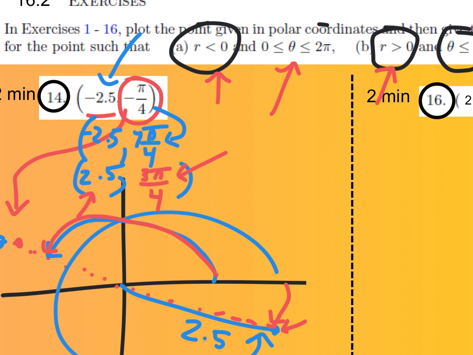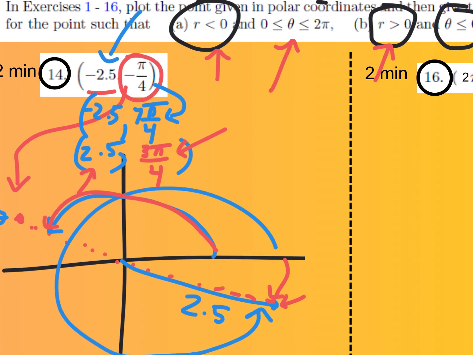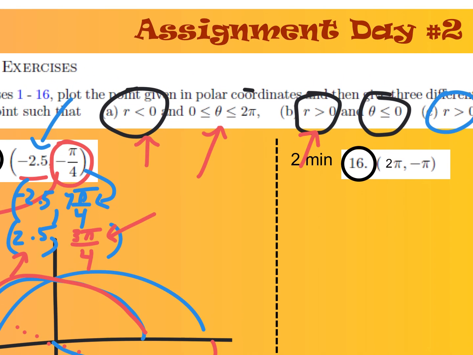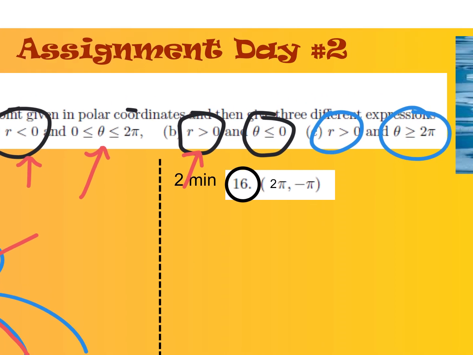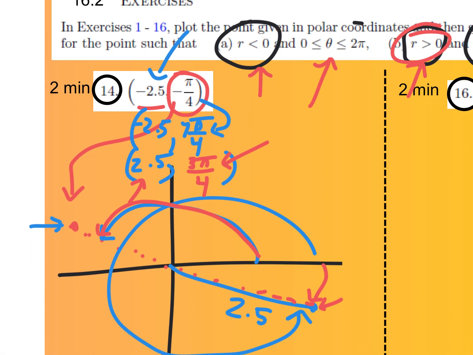Yes? Why can't you just do negative 2.5 and then 3 pi over 4 instead of 7? The reason I'm using a positive r is because in part B and C, they're forcing me to use a positive r. Do you get that the problem is forcing me to give my answer with positive r's? So that's why I have to use positive 2.5.